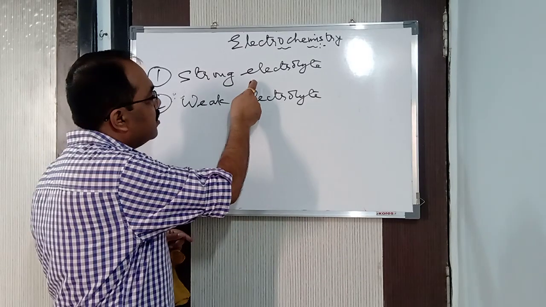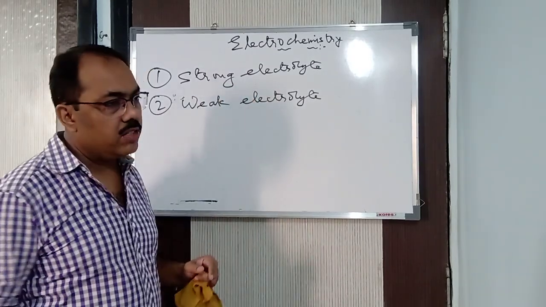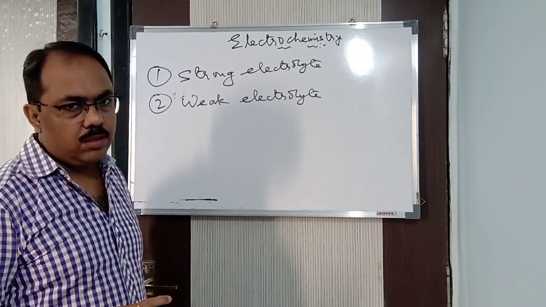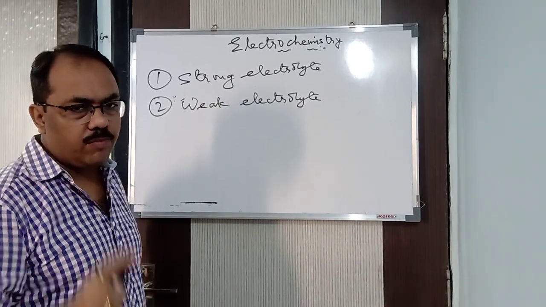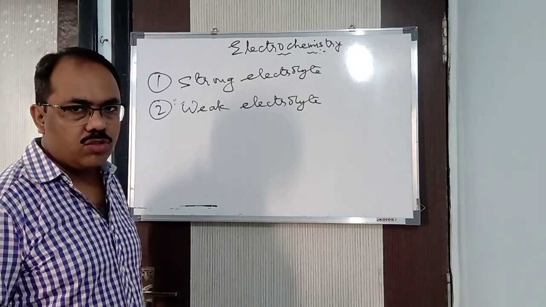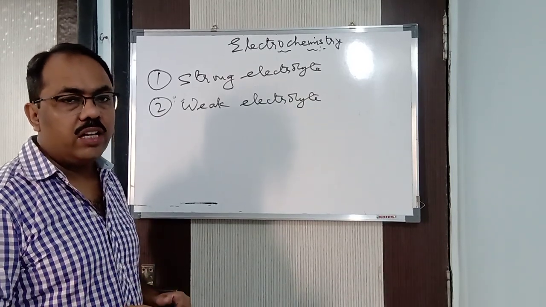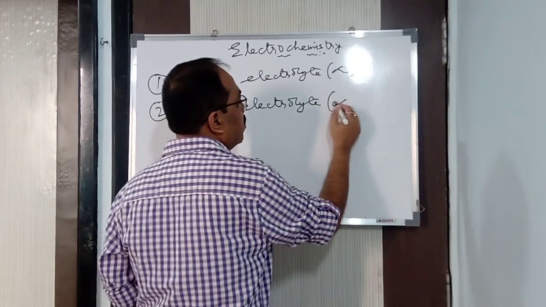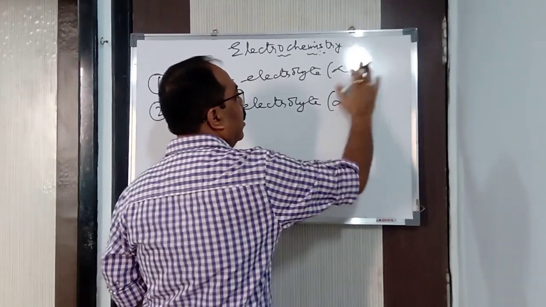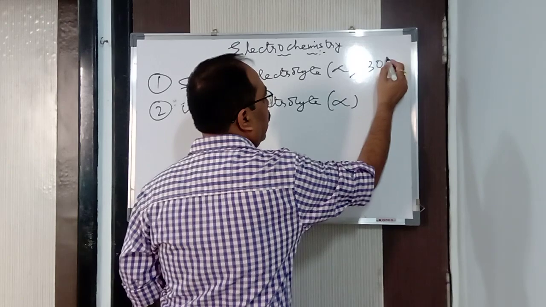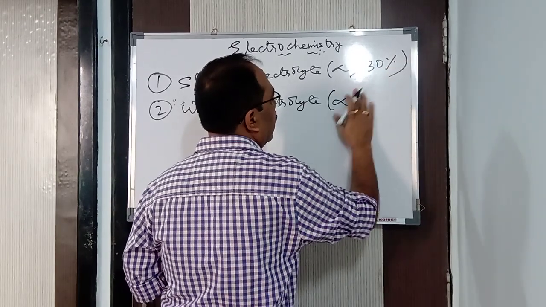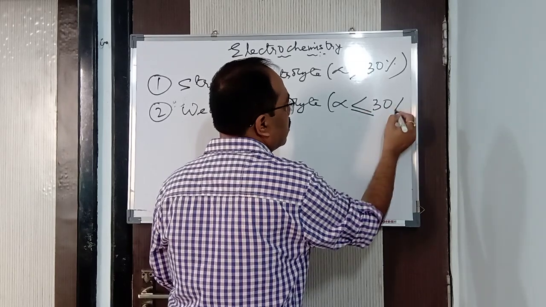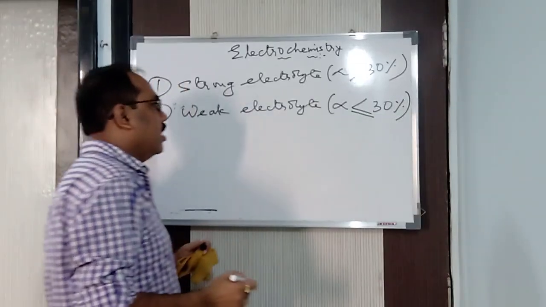So strong electrolytes, again I repeat, are those electrolytes which dissociate almost completely into their ions. The degree of dissociation is maximum, we can say greater than 30%. Degree of dissociation, which I studied in the first chapter, is denoted by the letter alpha. It is greater than 30% here, and for weak electrolytes it will be much less than 30%.